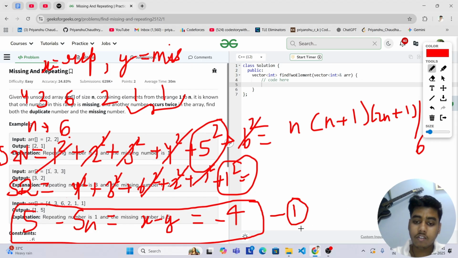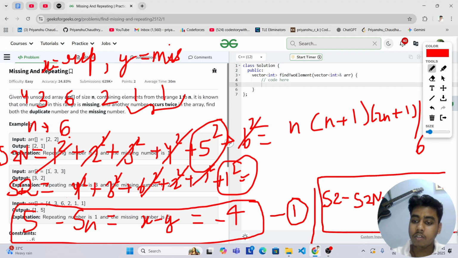Let's write the other equation just beside this. S2 minus S2n will be nothing but x square minus y square, and this will be equal to 1 square minus 5 square, which is 1 minus 25. So this will be minus 24. This will be our other equation. We can call it equation number 2. Now we have two equations and we have two variables.